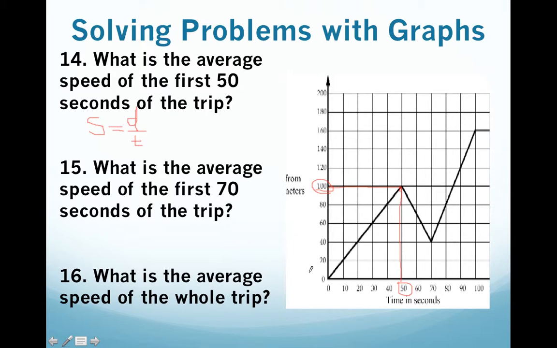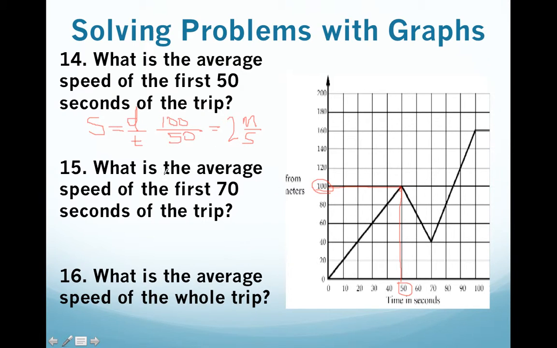Now this line right here is your speed. To find your speed on here, you take 100 divided by 50. And when I do that, 100 divided by 50, I get 2. And so my speed would be 2 meters per second.